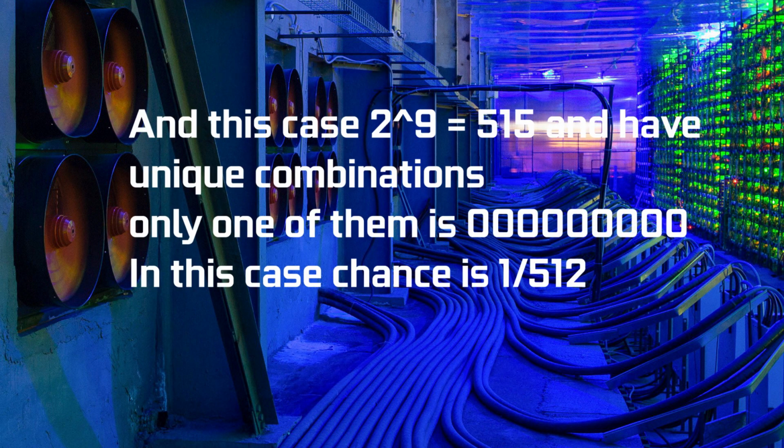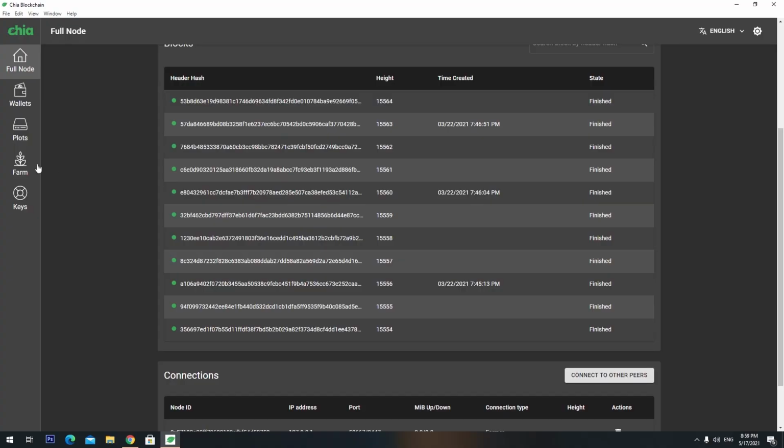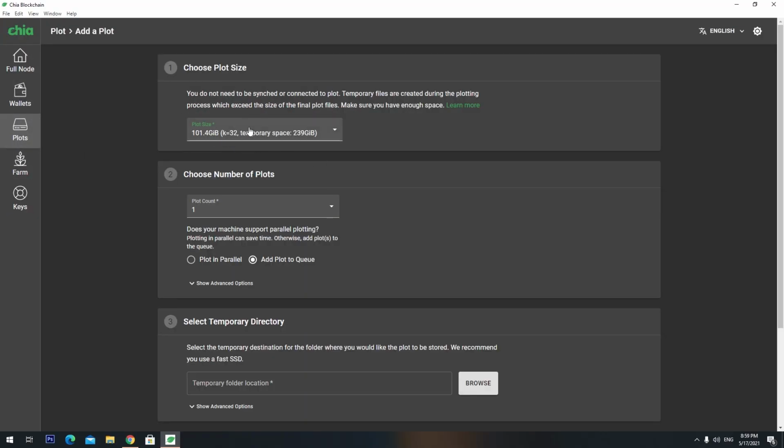In our case, we have 2 to the power 9 because of 9 digits. It's 512 unique combinations, and only one of them will have 9 zeros. That's why by math your chance is 1 in 512. There is a linear dependency: the more plots you have, the more chance to pass the filter.